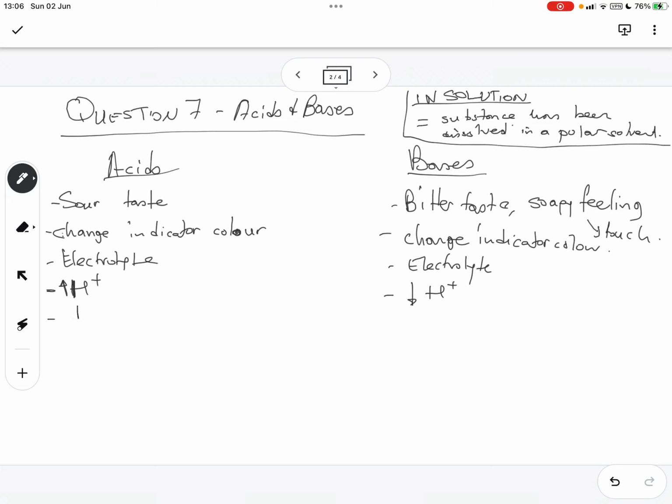Then because there's an increase in hydronium ions, H plus ions, conversely there's a decrease in OH minus ions, but for bases there's an increase in OH minus ions. Ne? And then acids also decrease the pH of a solution. So pH is less than 7 for acids, and for bases, pH is greater than 7.